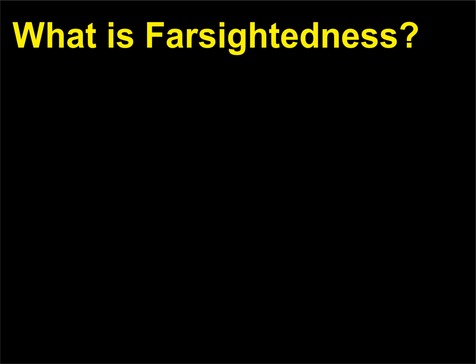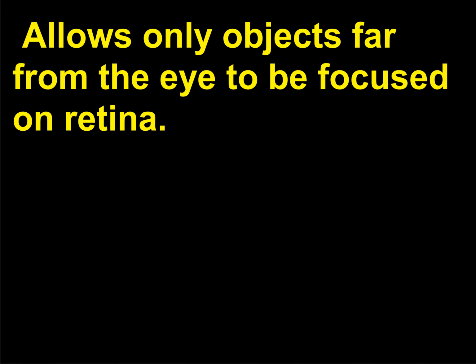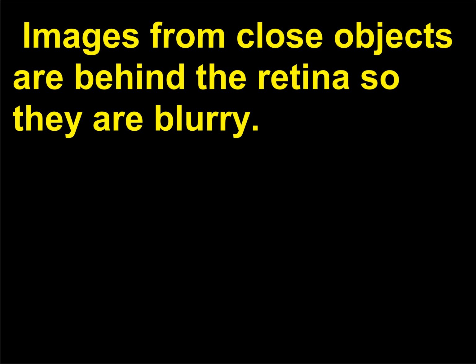What is farsightedness? Also called hyperopia. It allows only objects far from the eye to be focused on the retina. Images from close objects are behind the retina, so they are blurry.